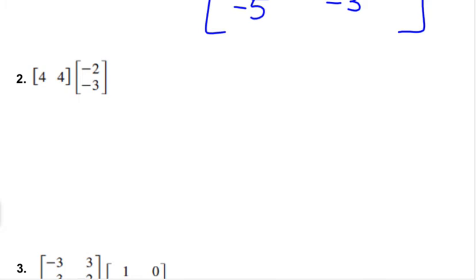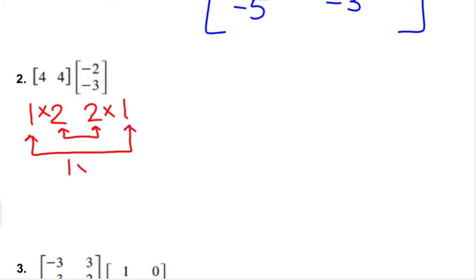All right, let's head to this example. This won't take as long. So let's check our dimensions first. So we have one row times 2 columns. And then on this one, we have 2 rows times 1 column. So we go inside first, see that they're the same. Yep, they are. So we go to the outside. So our matrix is going to be a 1 by 1. So 1 row, 1 column.